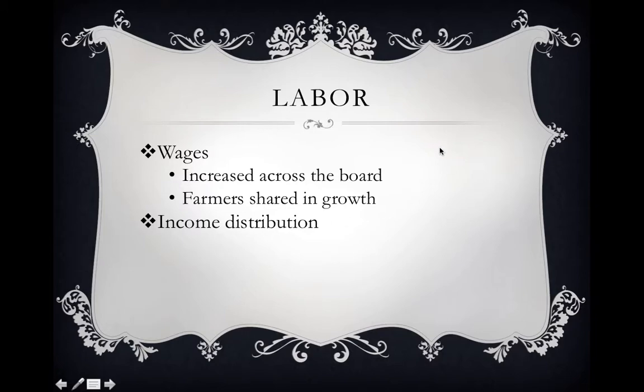Also, realize what happened to people's wages. Wages increased across the board for individuals. Also, farmers shared in the growth of income, whereas farmers were doing worse and worse during the Great Depression. That trend started to reverse itself during World War II. All right, and also in the time of war, we see the income distribution changes. It becomes a more equitable distribution of income.